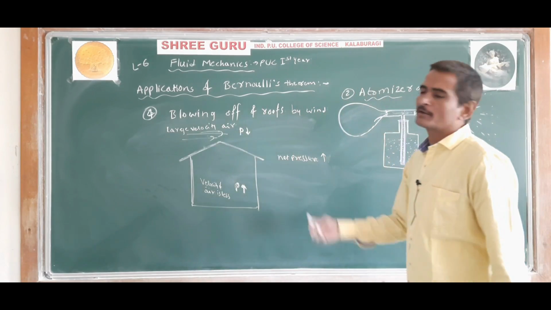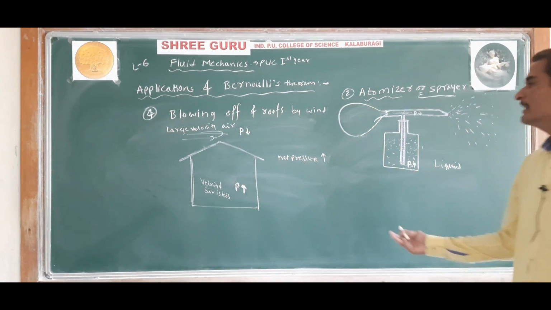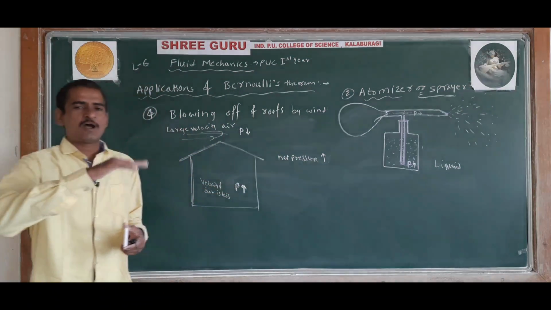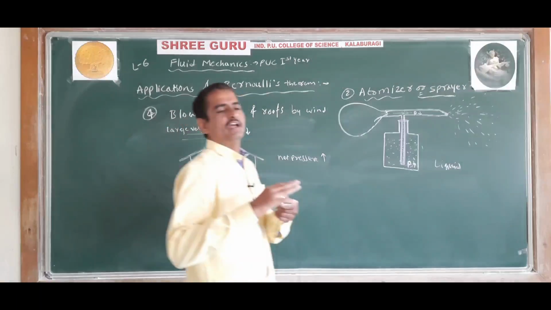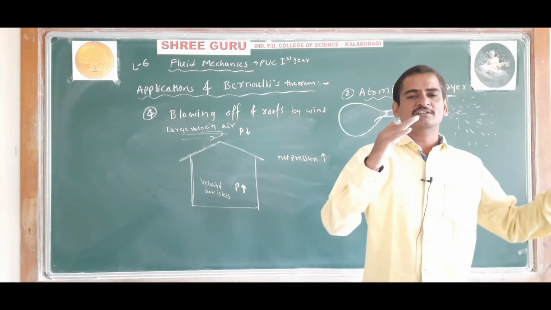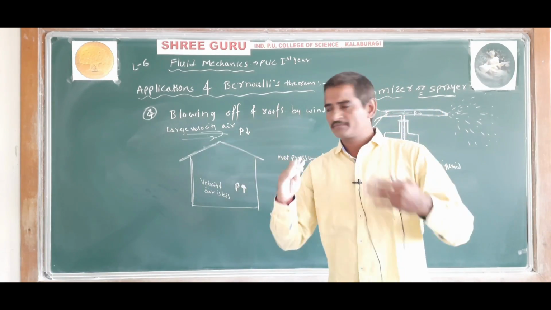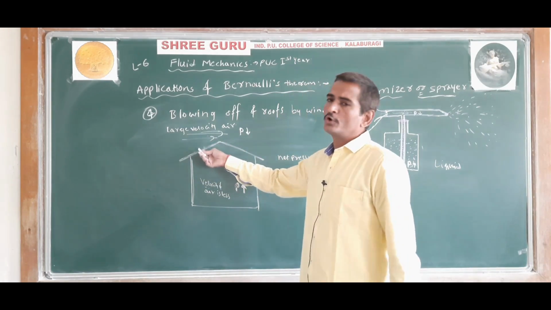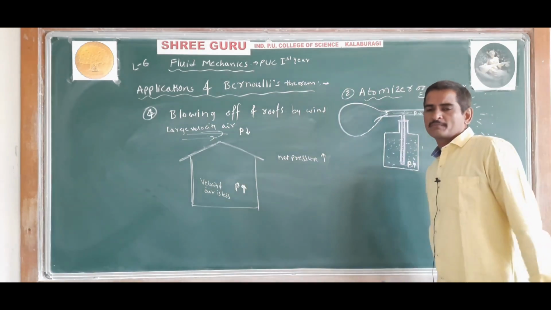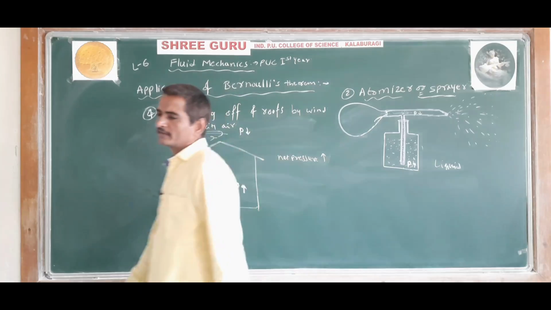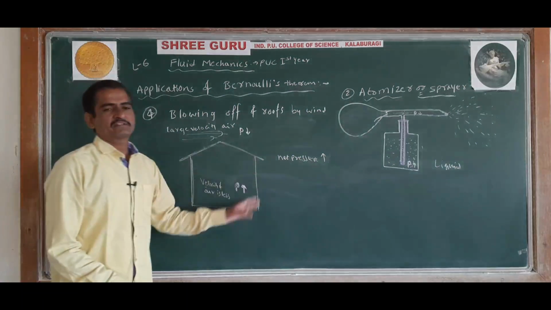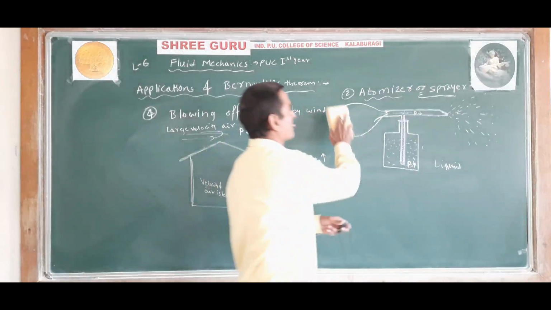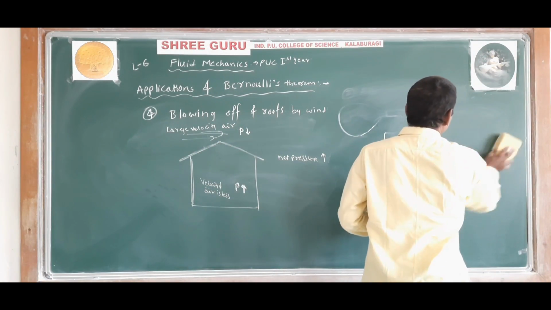As a result, a net pressure acts on the roof in the upward direction. So the roof gets lifted up by a slight distance, and when it is lifted up by a small distance, a fast moving wind, a very high velocity wind, blows the roof from the home. Understood? So this is an application based on Bernoulli's theorem only. Next, another application.